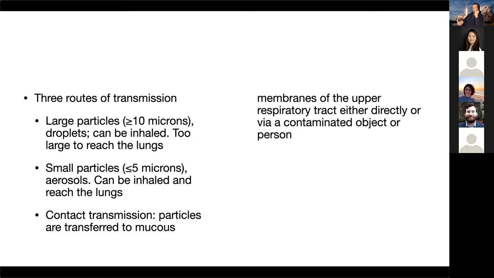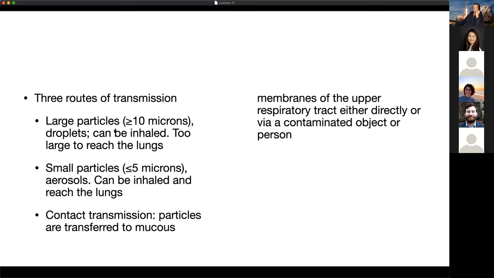So it has to land, depending on the virus, on specific tissue, right? For influenza, for example, it is important whether or not the virus is able to penetrate deep enough to reach the lungs. So you have three routes of transmission. You can have large particles or droplets. These are greater than or equal to 10 microns. They can be inhaled, but they're too large to reach the lungs. You can have small particles, which are categorized as under 5 microns, they're aerosols. They can be inhaled and reach the lungs.